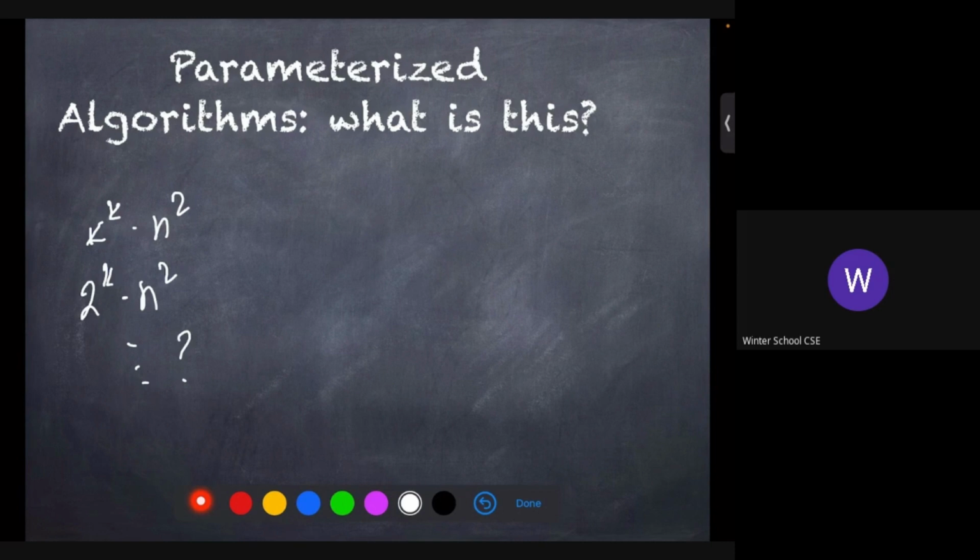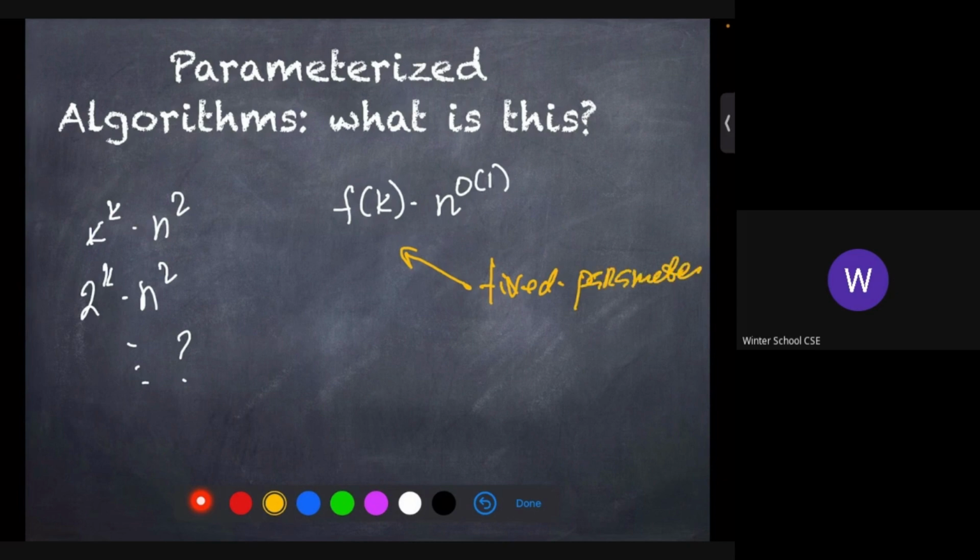So it's possible to solve vertex cover in running time f of k, which is just some function which depends only on k. K is a parameter here. That's why it's called a parameterized algorithm. And then it's polynomial in the input size, the number of vertices in the graph. This type of algorithms are called fixed parameter tractable, or just FPT.